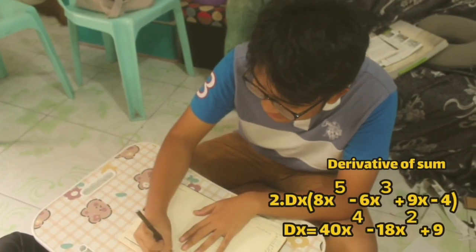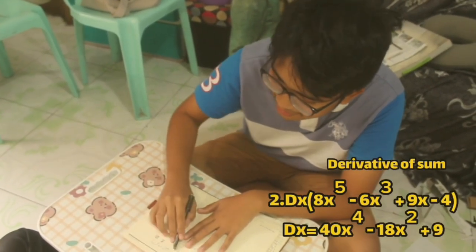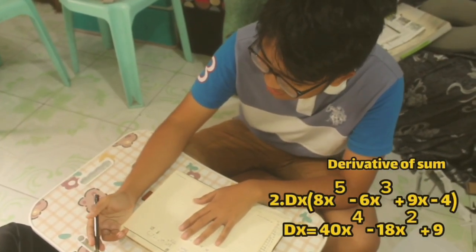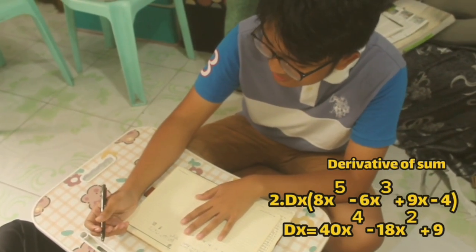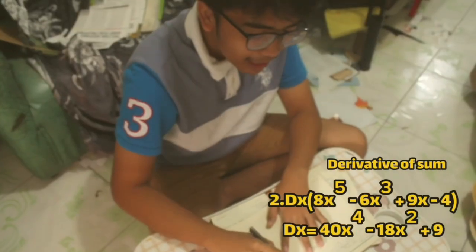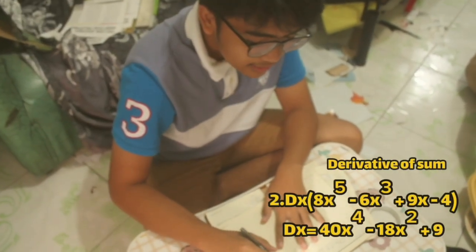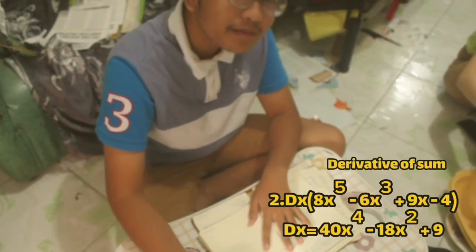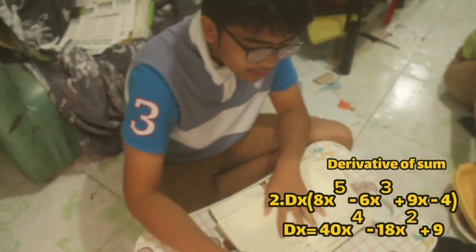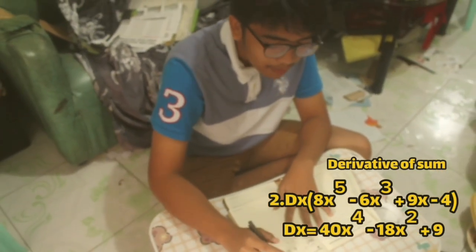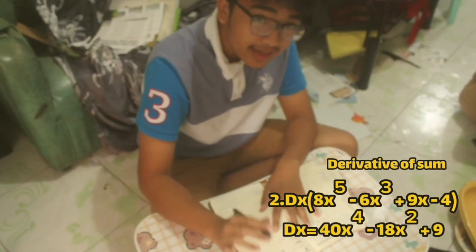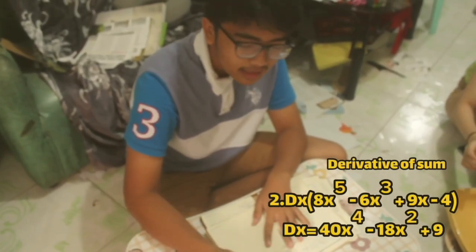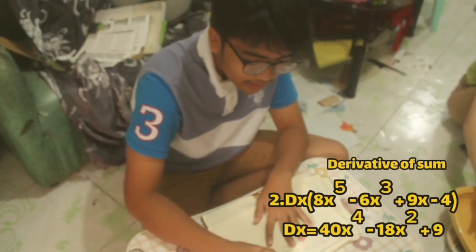Kaya magiging 40x. Tapos, i-minus ko naman ang 5 sa 1. So, magiging 4. Tapos, ang exponent naman ng 6, negative 6x raised to 3. Tapos, ang gagawin naman sa 9x, yung exponent ng 9x is may 1. Kaya, ang gagawin naman sa 1 is multiply mo sa 9. Tapos, yung naka-raise na 1 is babawasan mo ng 1, kaya magiging x raised to 0. And yung x raised to 0 magiging 1, tapos i-multiply mo sa 9. Kaya, magiging sagot is 9.